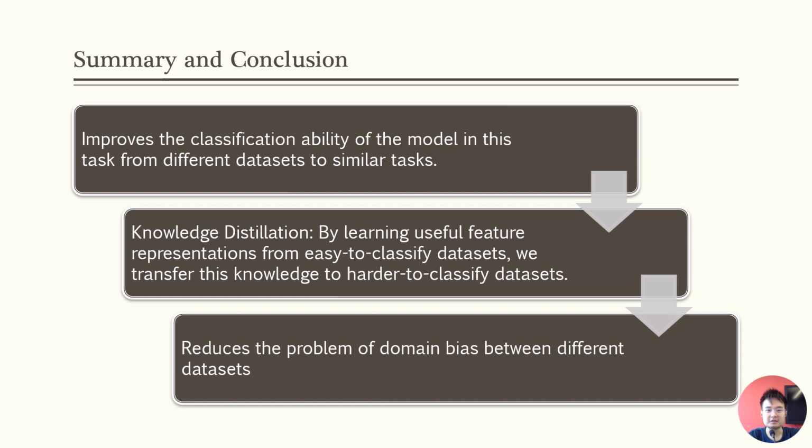In summary, the MSupCL approach effectively improves the classification ability of the traditional model in this task from different datasets but with similar tasks. By learning useful feature representations from an easy to classify dataset, the MSupCL approach can transfer this knowledge to harder to classify datasets, and thereby improve overall classification performance.